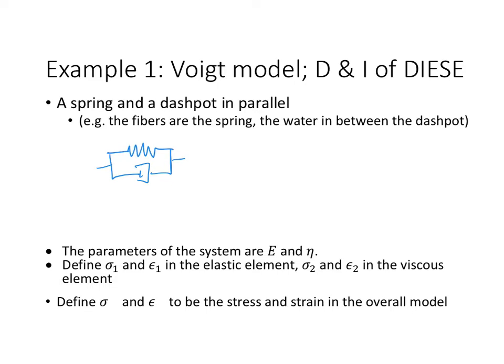Then we need to identify the parameters of interest. So this we'll call E, Young's modulus, this we'll call eta. That's the viscosity of the dash pot. And next we need to add our variables. So we need to define sigma 1, epsilon 1 in the elastic, and we'll define sigma 2, epsilon 2 in the viscous. That's just reminding us that that's the stress and strain of those elements. And then we'll define sigma as the stress over the whole thing and epsilon as the strain over the overall model.